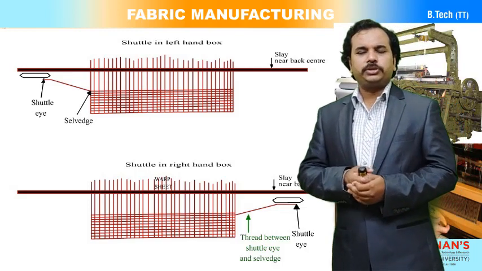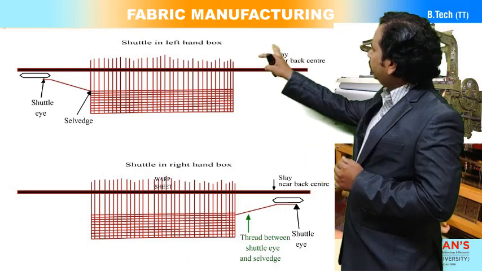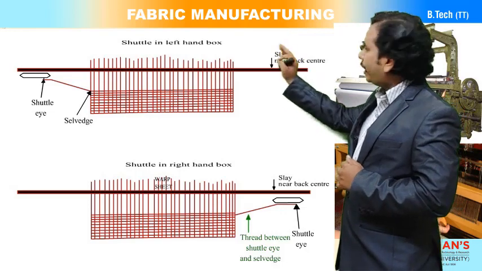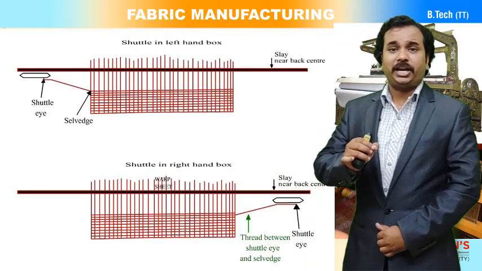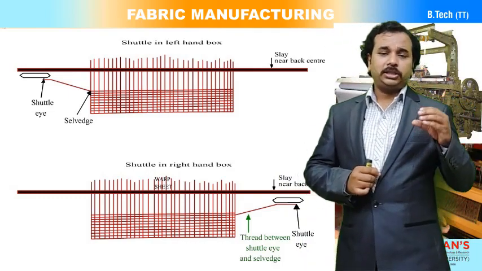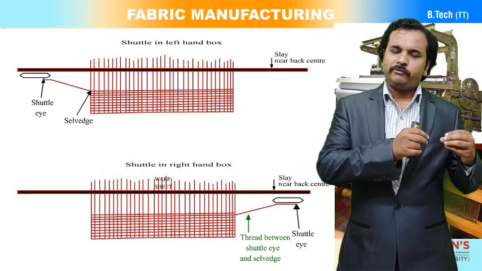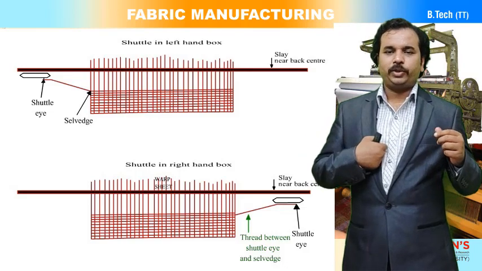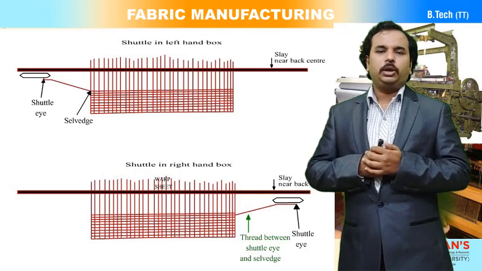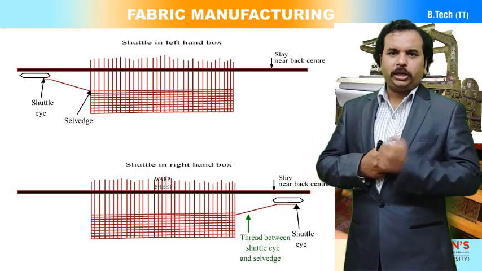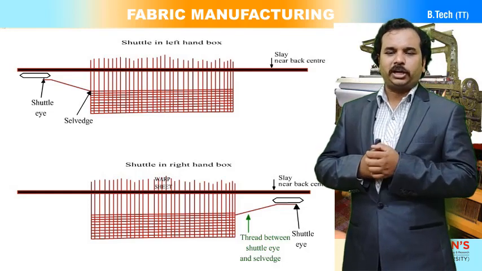Then you can observe two images where you can see a shuttle and the fell of the cloth. From the fell of the cloth to the shuttle eye, there is a part called the shuttle eye. Inside the shuttle we have a pirn, and from the pirn we take the yarn through the shuttle eye. The shuttle eye is a small hole in the front wall of the shuttle. Through that hole we take the weft thread.